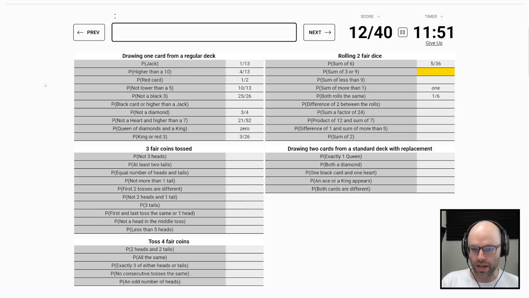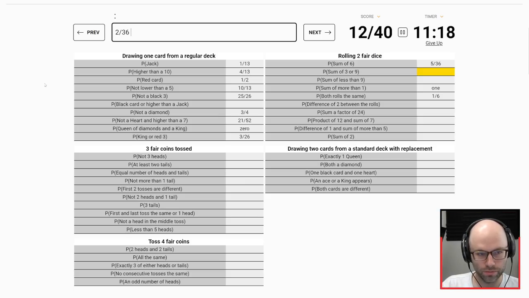Sum of 3 or 9. Okay, what are the odds that you get a sum of 3? You need to get a 1... So it's a 2 in 6 on your first dice, and then a 1 in 6. So that is a 2 in 36. So we're just going to put 2 in 36, just to hold it there for a second. And then the sum of 9, you have a 4 in 6 chance times a 1 in 6 chance. So you have a 2 in 36 and a 4 in 36.